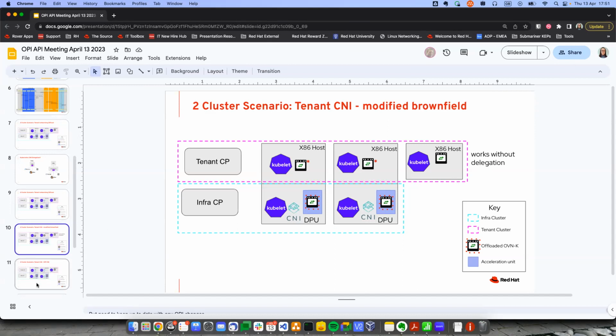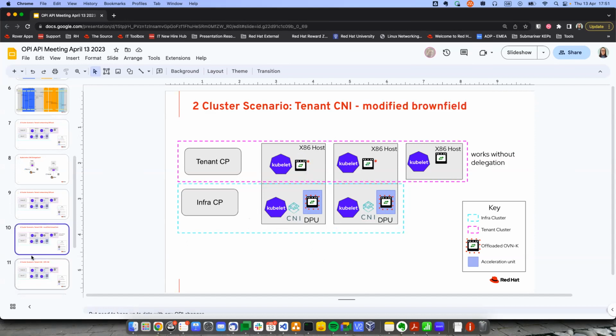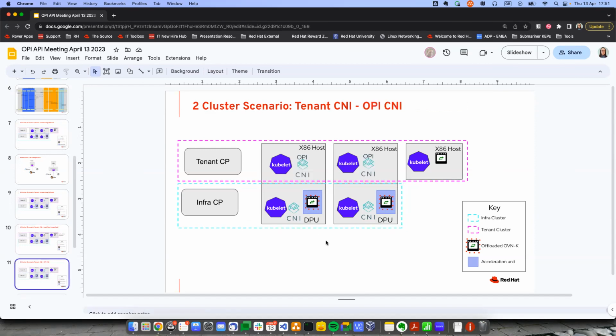Whereas if we went for a clean model, maybe that library is a base part of the solution that OPI offers. And potentially you could build your own CNI that leverages that library and can operate on the host side, but this would require CNI delegation type support.